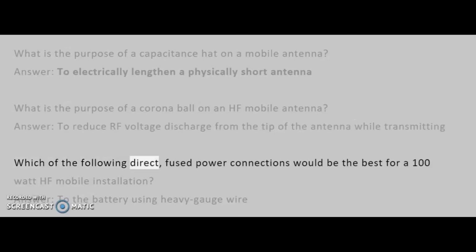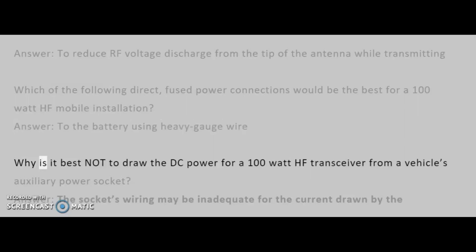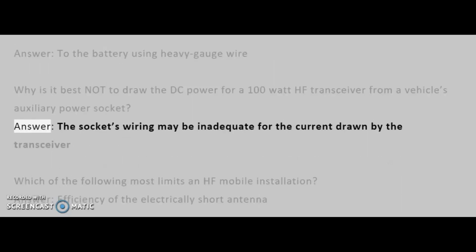Which of the following direct, fused power connections would be the best for a 100-watt HF mobile installation? Answer: to the battery using heavy gauge wire. Why is it best not to draw the DC power for a 100-watt HF transceiver from a vehicle's auxiliary power socket? Answer: the socket's wiring may be inadequate for the current drawn by the transceiver.